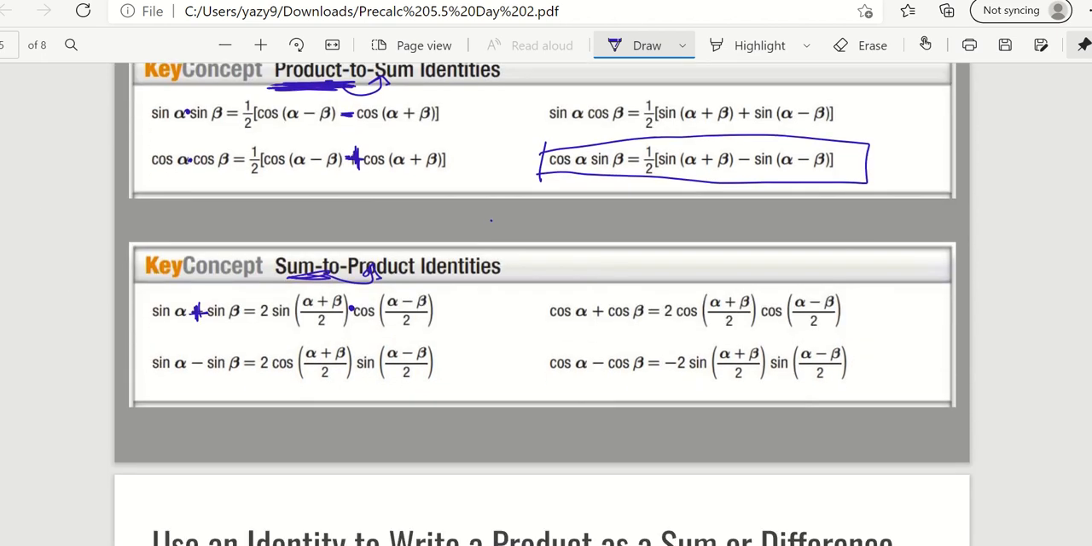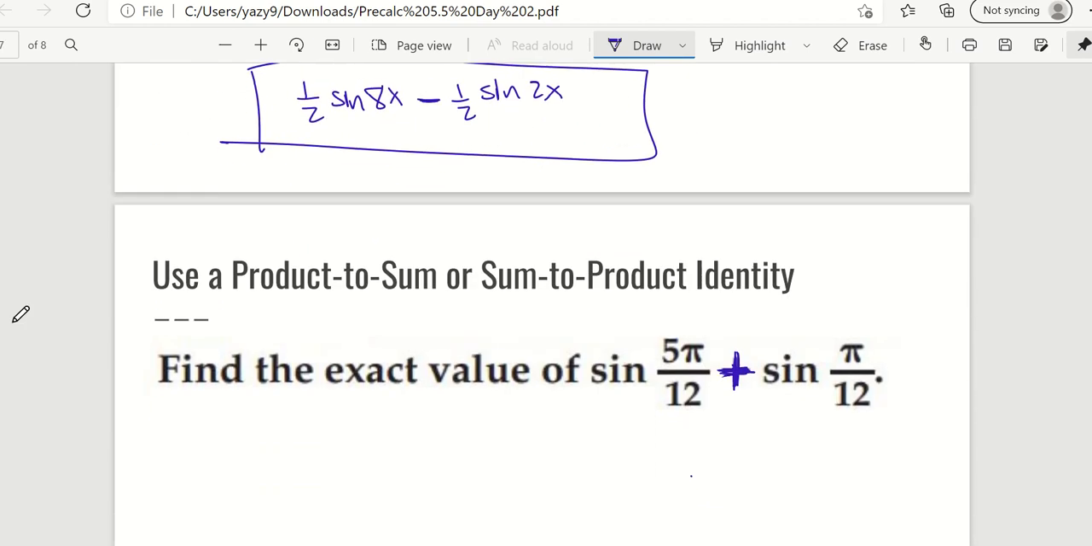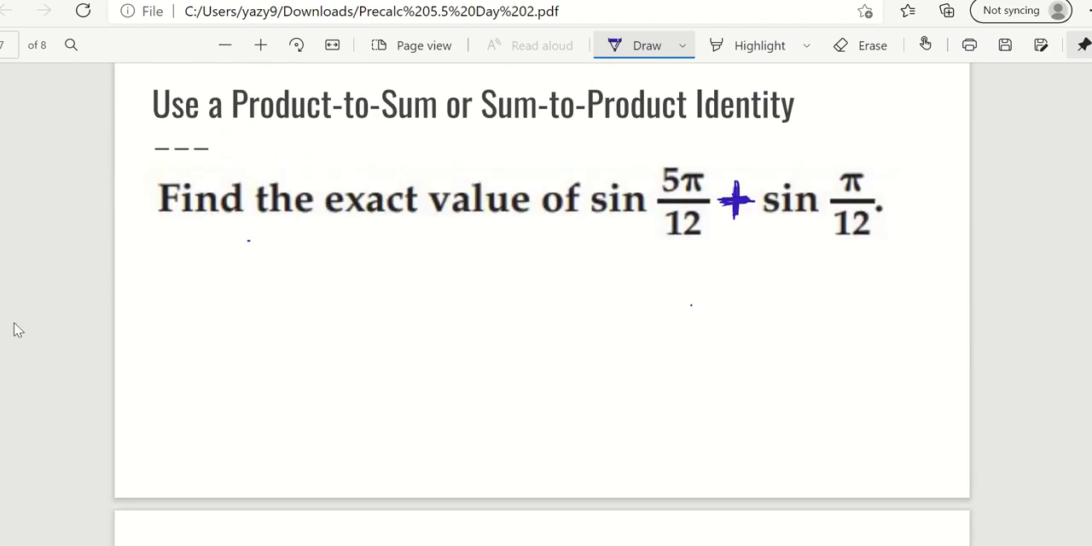So the question was asking the sine of 5 pi over 12 plus the sine of pi over 12. So I'm going to look over here and see which one of these is saying sine of one angle plus the sine of another angle, and that's this very first one right here. And so that's what I'm going to use. That tells me that I'm going to do the sine of alpha plus sine of beta is equal to 2 sine of alpha plus beta over 2 times cosine of alpha minus beta over 2.